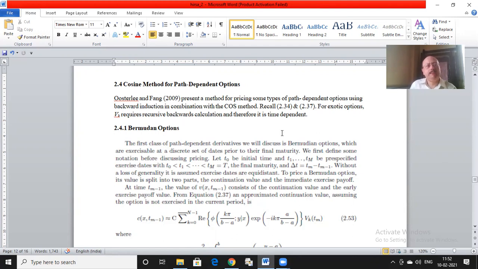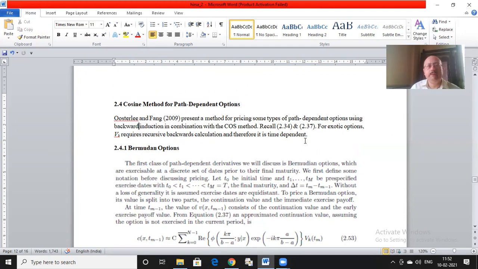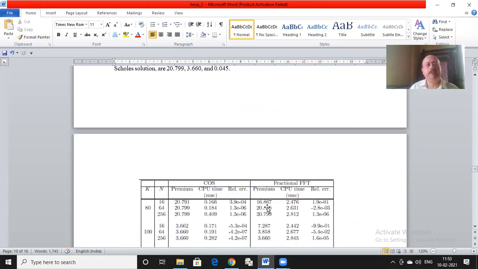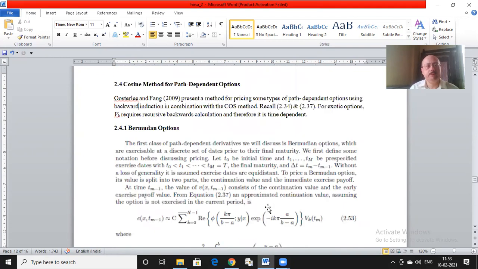So Oesterle and Fang's method uses backward induction with the cosine method. The important equations here are 234, which evaluates the VK coefficients, and 237, which uses the VK coefficients and the real part of the cosine expansion, the AK terms, to compute the price of the option. So these two equations we need to remember. And this is what will be combined with the backward induction method to price an option called the Bermudan option.